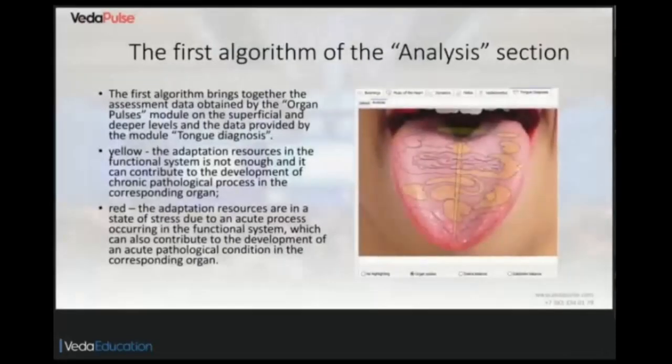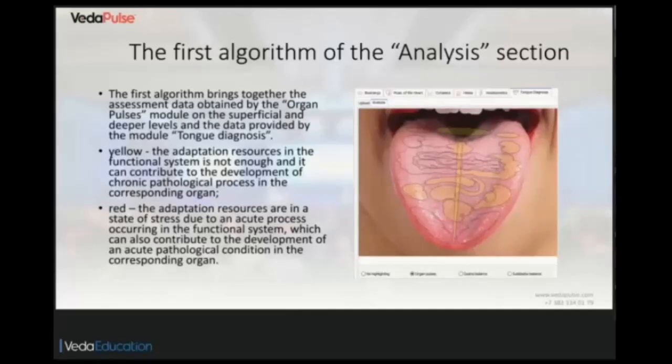The second section of the module is called analysis and is devoted to the 3 basic algorithms. The main innovation, the main know-how of the TAN diagnosis software module is the unique algorithms. This is really the first time in the world when an algorithm like this was created, because we combined these 2 methods within it, TAN diagnosis and pulse diagnosis.